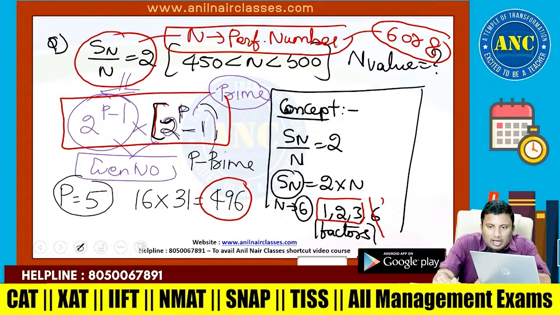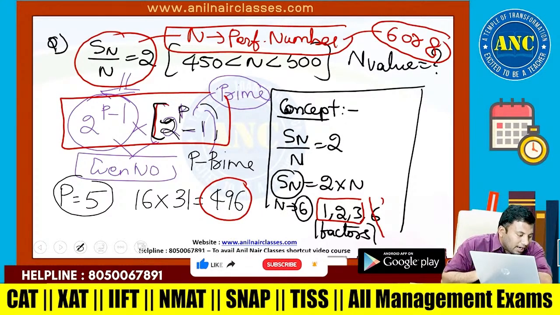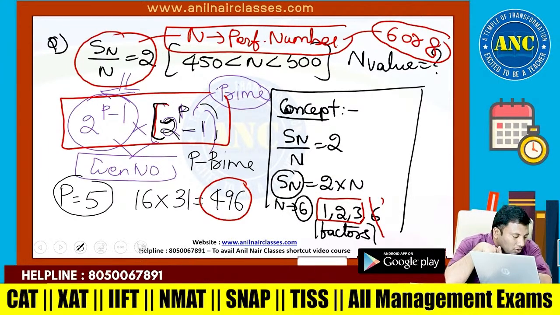Please acknowledge in the live chat yes if this concept is clear to you. Anup Singh, yes, you are right. Like that, please Google it. There are 23 different types of such prime numbers which you will find on Google, right?